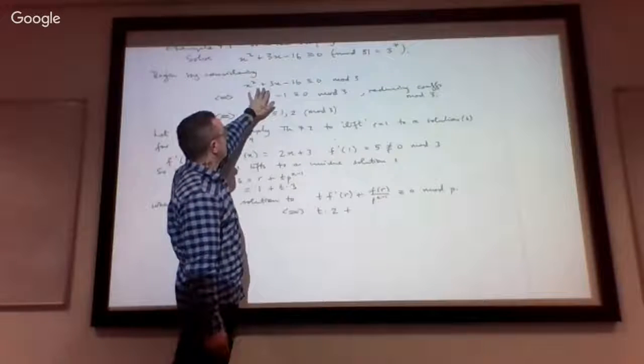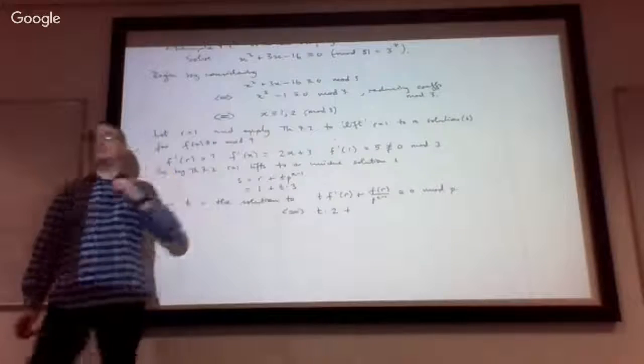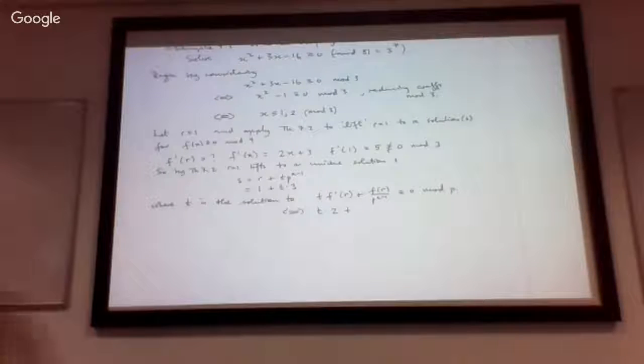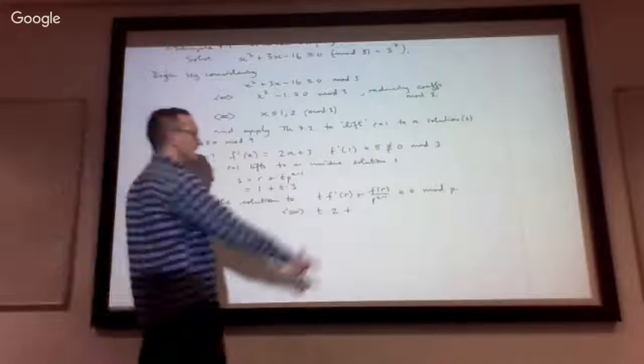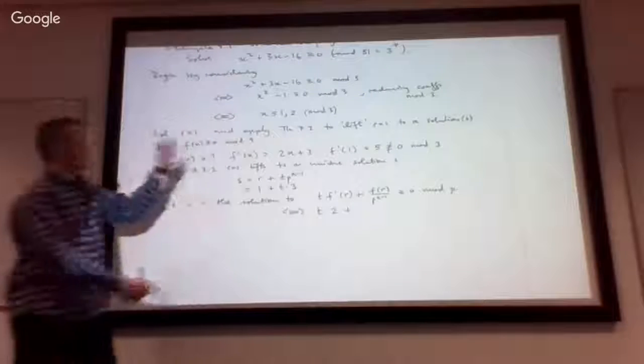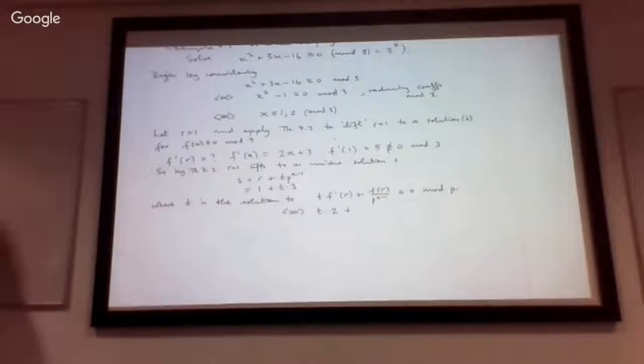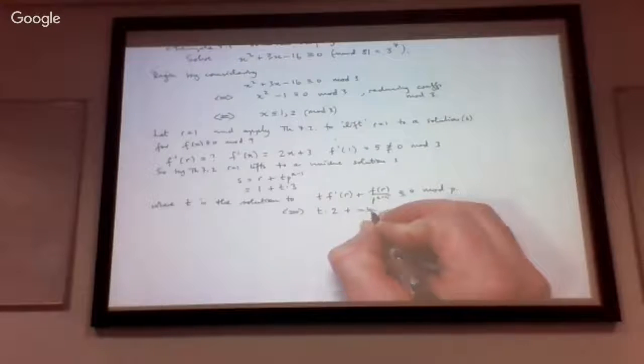1 plus 3 is 4. Minus 16 is minus 12. So minus 12 was the value f of 1. But I divided by p to the a minus 1, which is 3. So minus 12 divided by 3 is minus 4. So that's minus 4.